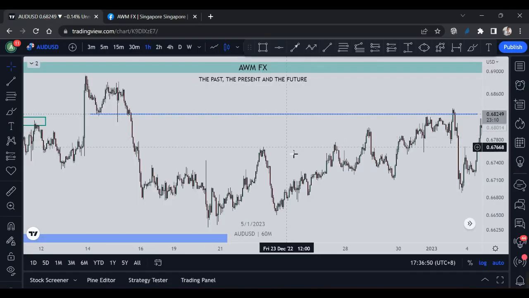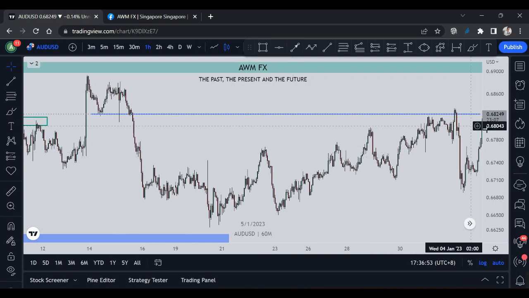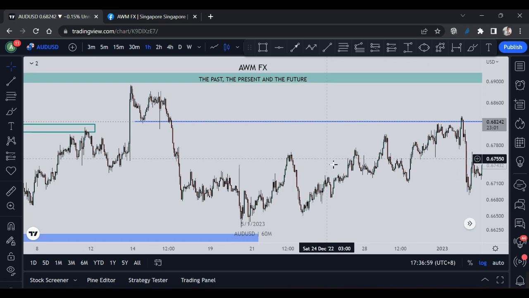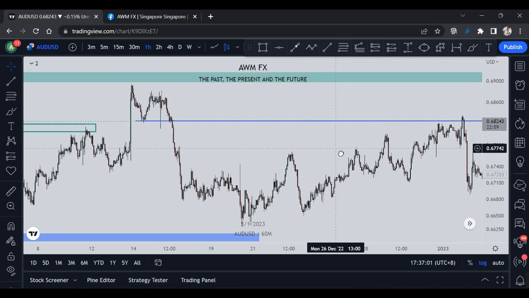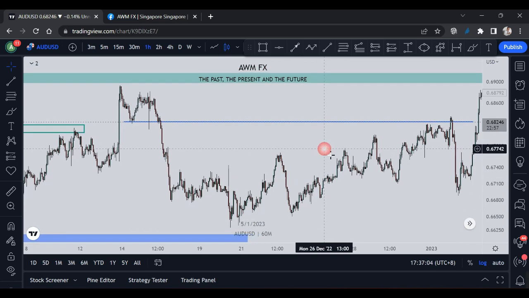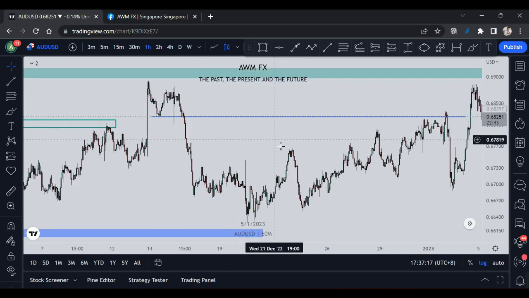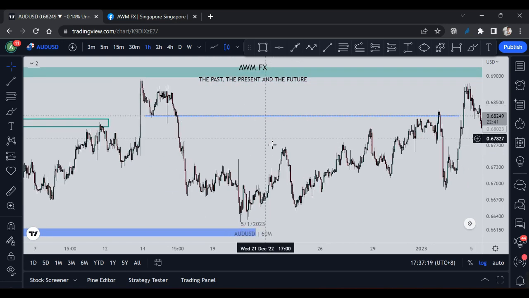I'm going to make a video based on this because some of the answers are very hard and difficult to explain through writing. Basically, I saw this setup just a few days ago. It was an extremely nice setup. There is of course some price action and some liquidity movement.